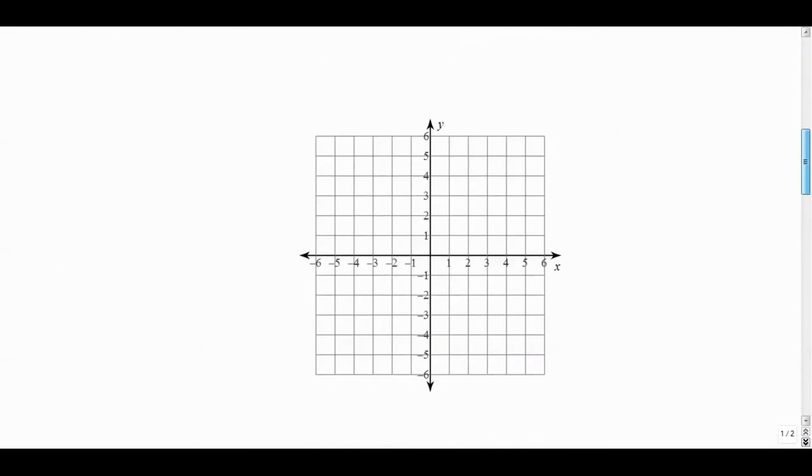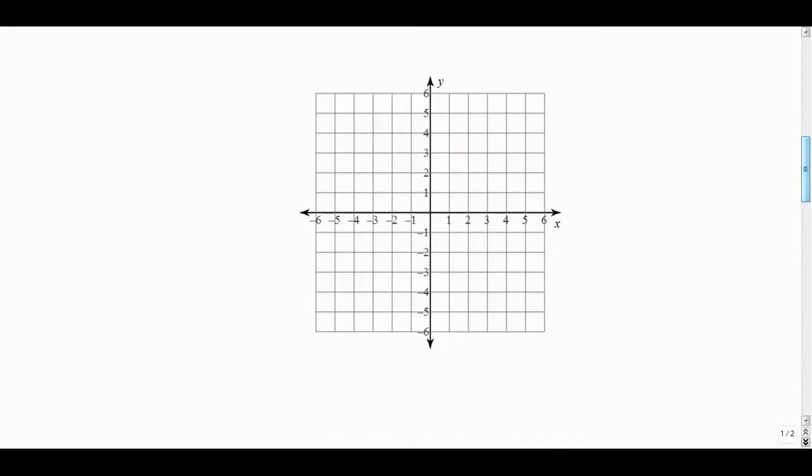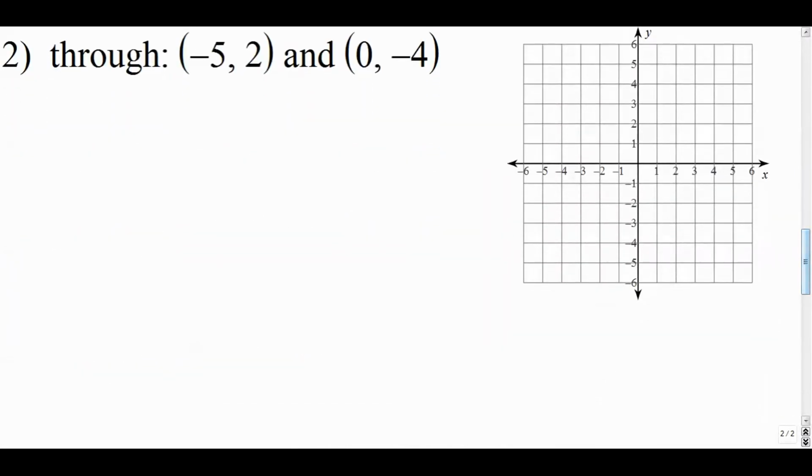And you can of course graph it if you want to. I'm not going to though, just to save time. I want to make this as quick as possible. Alright, first thing, when you have 2 points and you want to write the equation of a line, you've got to find the slope. So negative 4 minus 2 divided by 0 minus negative 5.